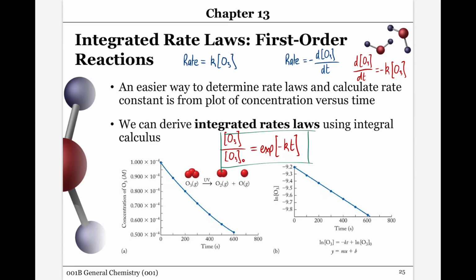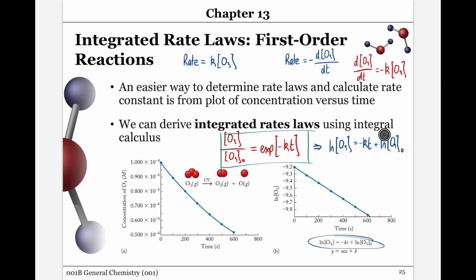We can rearrange this expression to get something that has the look of a straight line to it, and that's what we have written down here. What we can do is multiply both sides by the initial ozone concentration and then take the natural logarithm of both sides. What that leads us to is the function that the log of the ozone concentration is equal to minus Kt plus the log of the initial ozone concentration. This form of the equation, either form of the equation, is an integrated rate law.